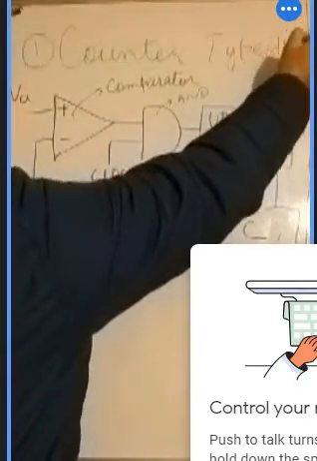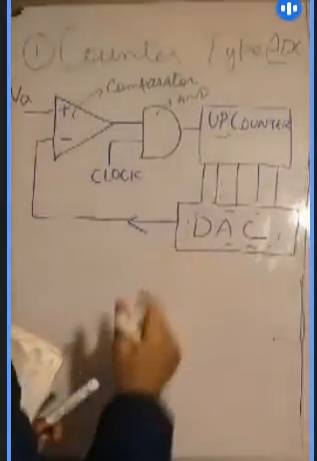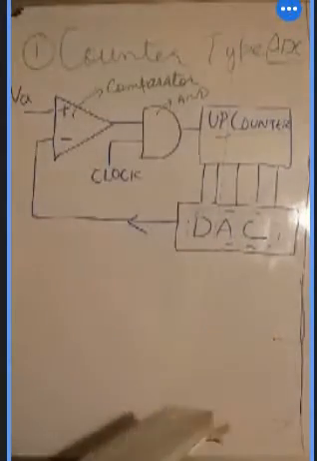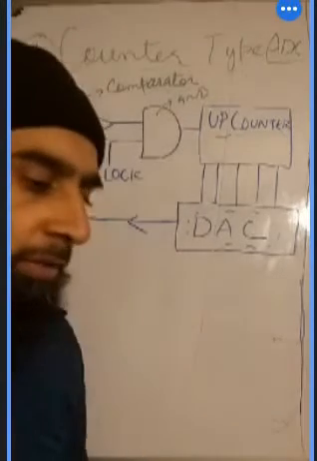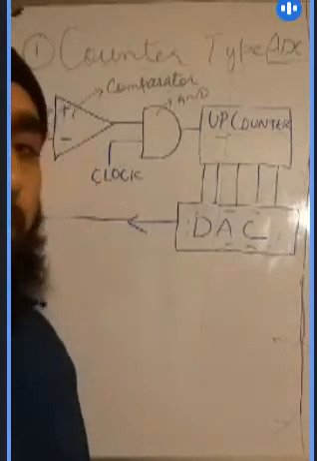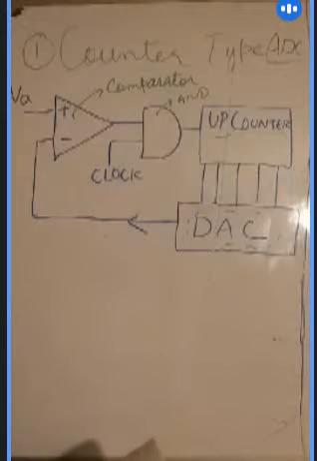ADC, हमें क्या करना है? Analog को digital में convert करना है. But we are seeing that it has 4 blocks. So the first thing that अगर इस type का question आता है, explain the operation of a counter type ADC. The first thing in which you should explain is that it has following blocks. The first block being the comparator block, followed by an AND block, an up counter, and a digital to analog converter. A simple digital to analog converter.